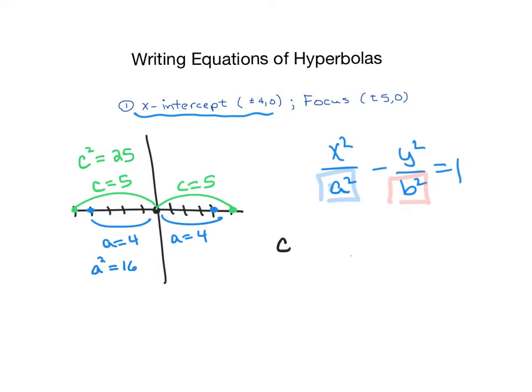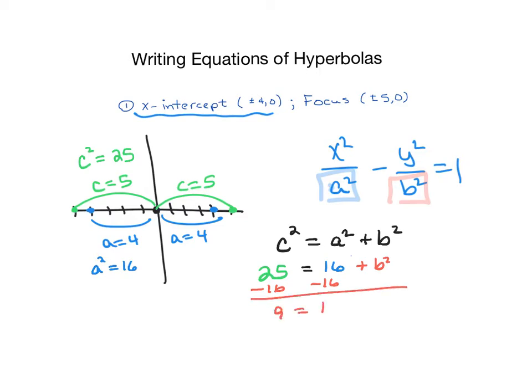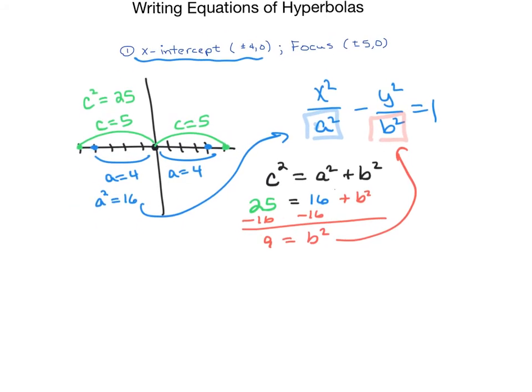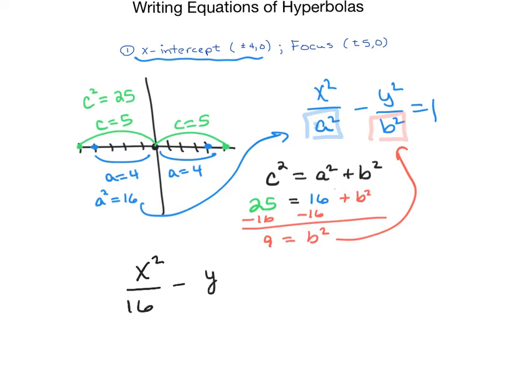So what I'm going to use is the equation c squared equals a squared plus b squared. I'll plug in my c squared, which is 25. I'm going to plug in my a squared, which is 16. And I'm going to be solving for the b squared. So I'm going to subtract the 16. 25 minus 16 is 9. So my b squared value is 9. So now I'm going to take my a squared and my b squared and plug it into the equation. So I'm going to end up with x squared over 16 minus y squared over 9 equals 1.